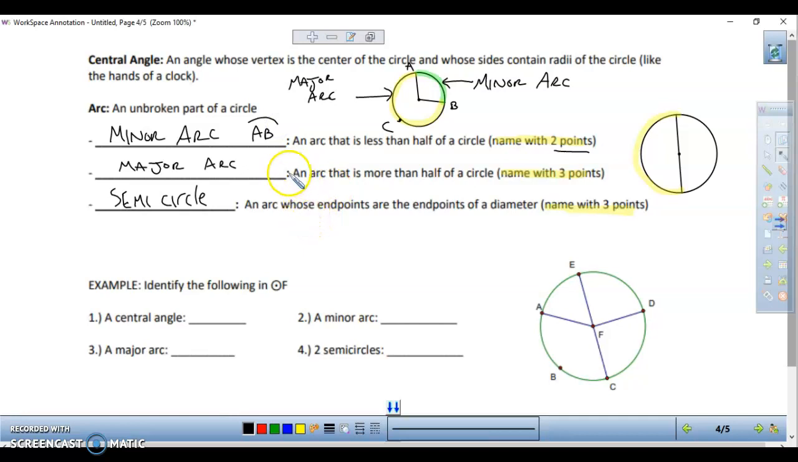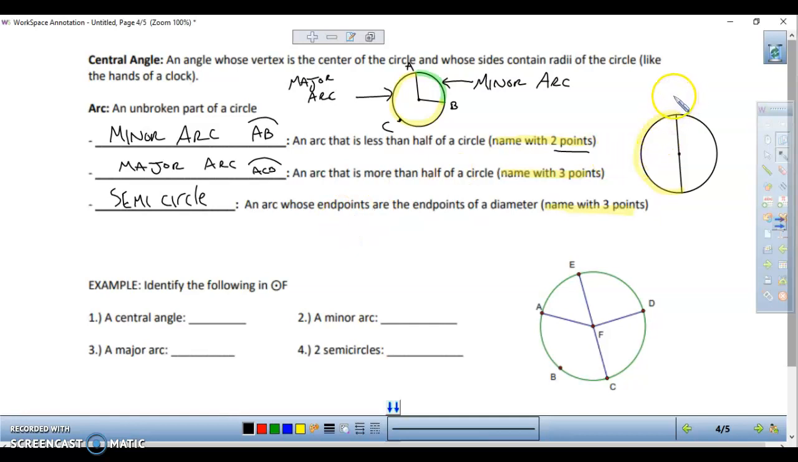A major arc, you need a 3rd point, because if I just said AB, you wouldn't know to go around this long way. So to name this yellow major arc, I'm going to call it arc ACB. To say, hey, I'm going to start at A, I'm going to go to B, but I'm going to go and stop through C along the way. So you got to use 3 points to name a major arc.